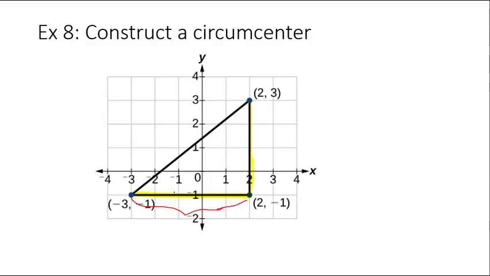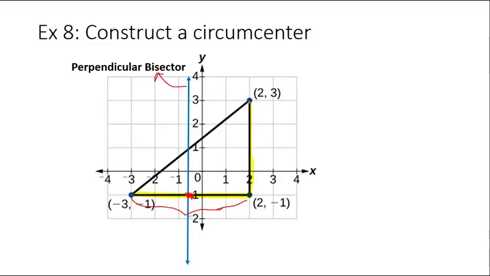So it's 1, 2, 3, 4, 5. So half of 5 is about 2.5. So I'm going to put a midpoint here in the middle. So then I'm going to draw my, a little bit off. So actually it's right there. So there's the midpoint right there. So again, this is a perpendicular bisector.